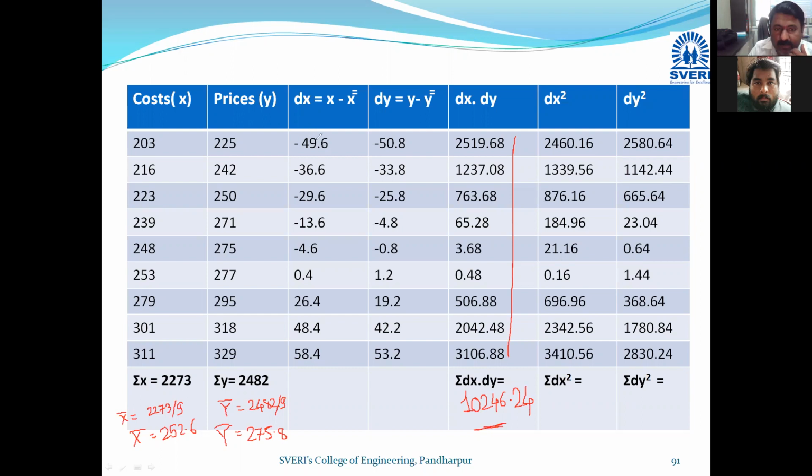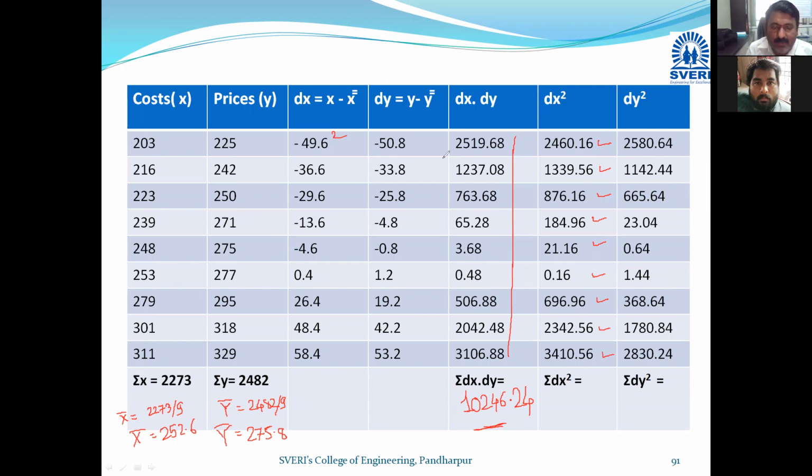Now friends, dx square. This is the value of dx. I will go for 49.6 square and mention the value here. 36.6 square, 29.6 square, 13.6 square. I am just taking the dx values and squaring them. 4.6 square, 0.4 square, 0.16, 26.4 square, 48.4 square, and 58.2 square. So these are the different values. Let's add all of these, and then I will proceed to dy square.